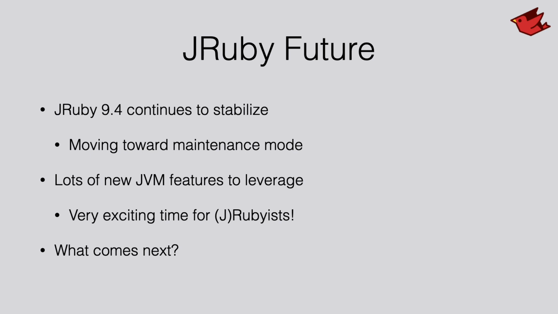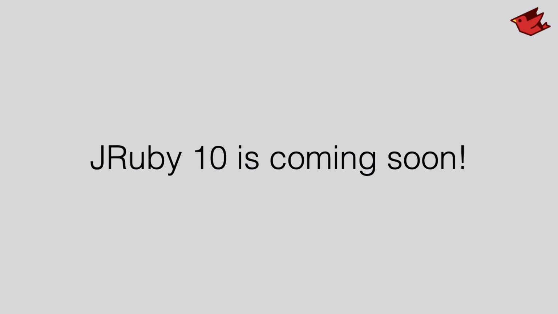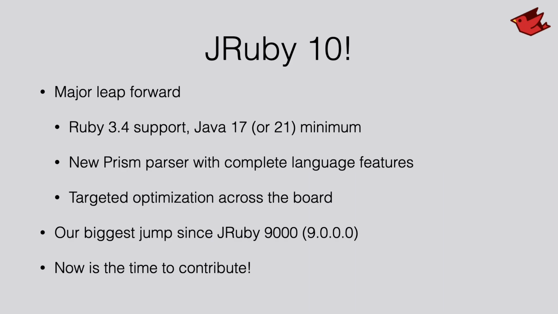We're really excited about the JVM. But for JRuby, we do have one big announcement. JRuby 10 is coming out very soon. This is going to be a huge leap forward for us. Hoping to release it this year. We've already got a large part of Ruby 3.4 features complete, and we're tracking what's being done on CRuby master right now. We're going to require a minimum of at least Java 17, possibly Java 21, so that we can guarantee we have support for virtual threads and some of these newer features.